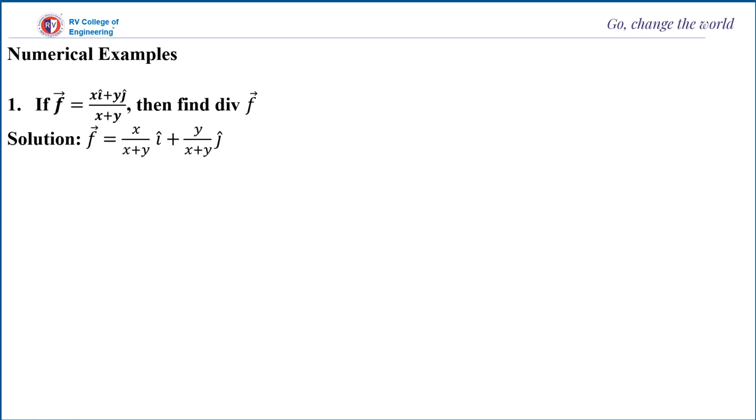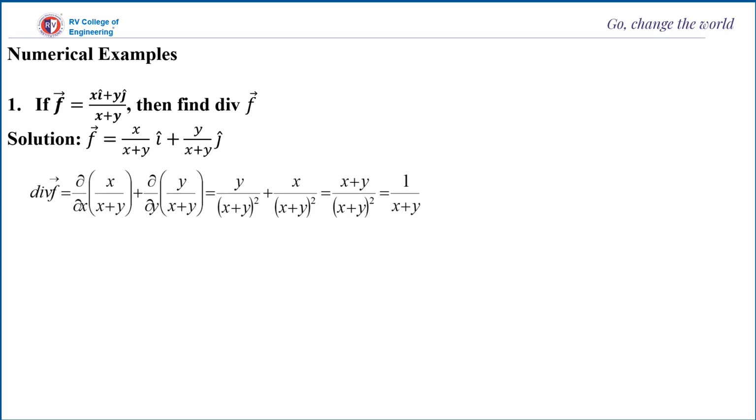We discuss a few examples of curl and divergence. If f equals (x i plus y j) by (x plus y), then find div f. By separating the i component and j component, we can write f equals x/(x plus y) i plus y/(x plus y) j. By the definition of divergence, div f equals ∂/∂x of the i component x/(x plus y) plus ∂/∂y of the j component y/(x plus y).